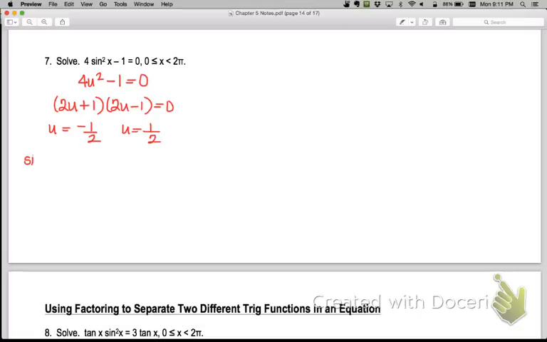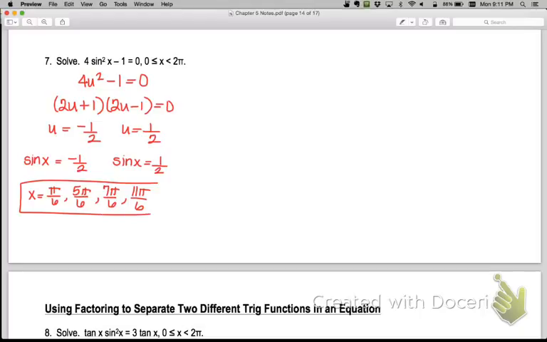So if those are sine of x, the sine is positive 1/2 at pi sixths and 5 pi sixths, but then it's negative 1/2 at 7 pi sixths and 11 pi sixths. So we get 4 different solutions here for this one.